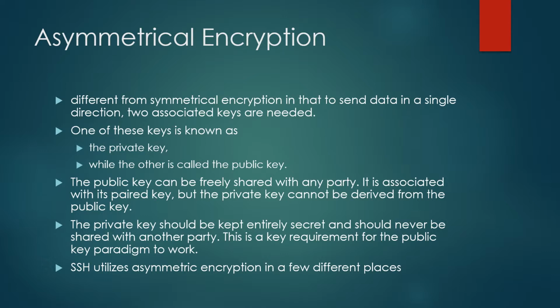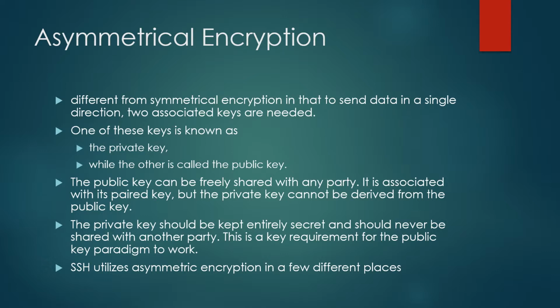Let's talk about asymmetrical encryption. It's a little different from symmetrical encryption. It sends data in a single direction. Two associated keys are needed. One of these keys is known as the private key, while the other is called the public key. The public key can be freely shared with any party it's associated with its paired key, but the private key cannot be derived from the public key.